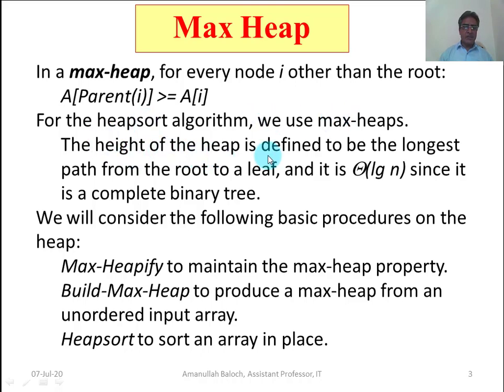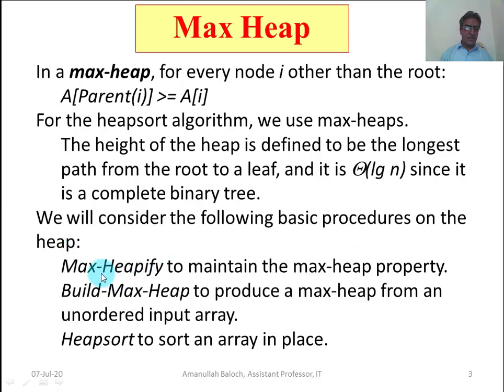The height of the heap is defined to be the longest path from the root to a leaf. Heap has height because it is a tree: 0 height, 1 height, 2 height, 3 height. The longest path from the root to a leaf is the height, and it is denoted theta of log n. In our previous lecture number 3, we have found the height using this expression theta of log n. Since it is a complete binary tree, we will consider the following basic procedures on the heap.